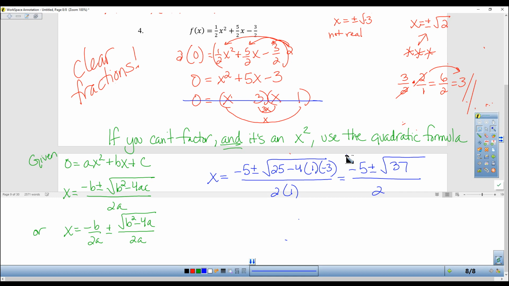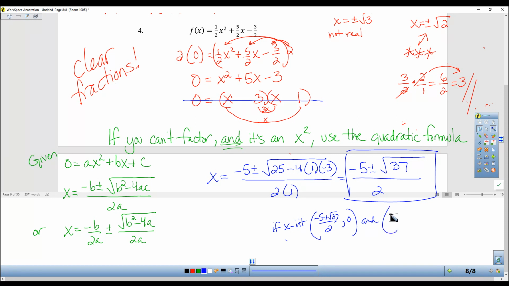Again, are you allowed to leave this as your answer? You are, but keep in mind that if it was an x-intercept, what would that mean? That would mean negative 5 plus the square root of 37 over 2, comma 0, and negative 5 minus the square root of 37 over 2, comma 0. So I don't mind this plus or minus as long as you understand it represents two distinct answers that you could figure out.